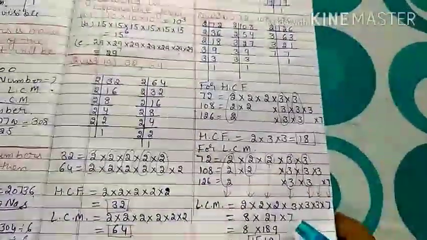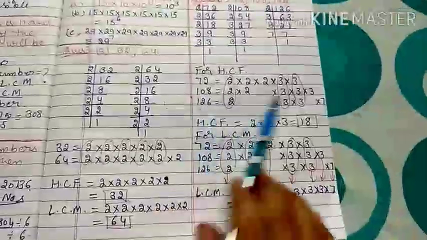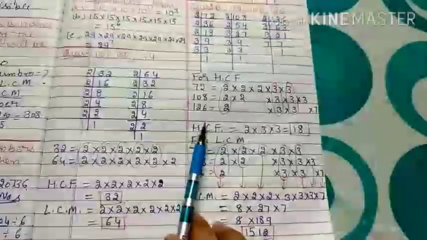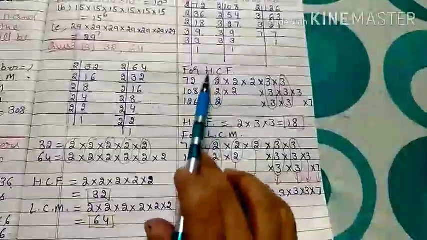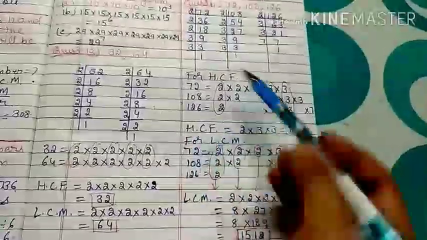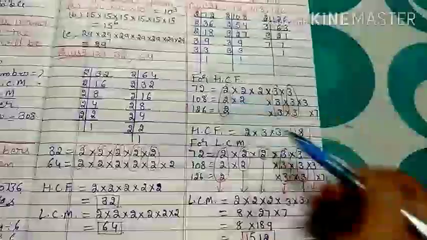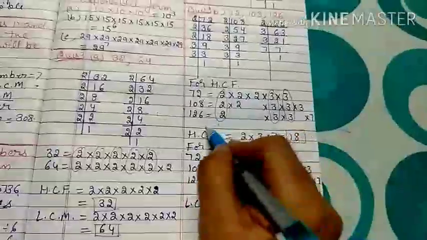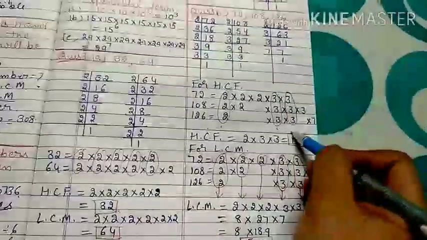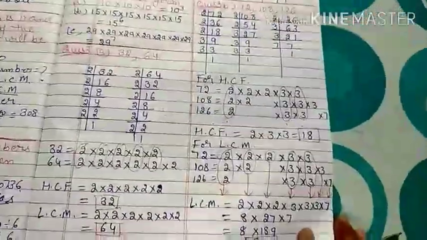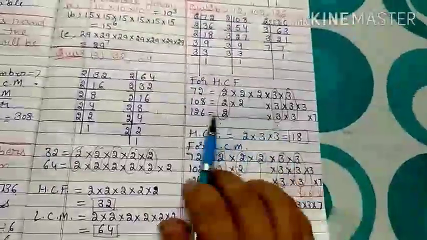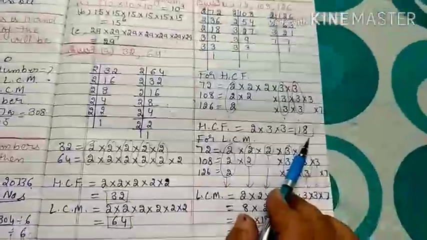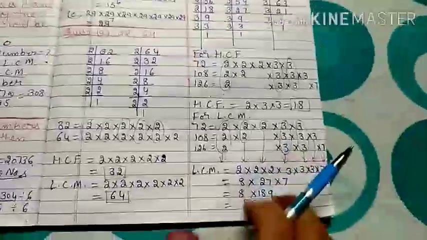But what is the condition for finding the HCF? First you have to write the factors of all the terms like 72, 108, 126. When I write the factors, I just underline the common term which is available in all 3 numbers. Here a single 2 is available in all the terms. 3 and 3, this 3 times 3 is available in all the terms. So I pick only the common terms, circle them, like 2 into 3 into 3 gives me 18. So HCF is 18.